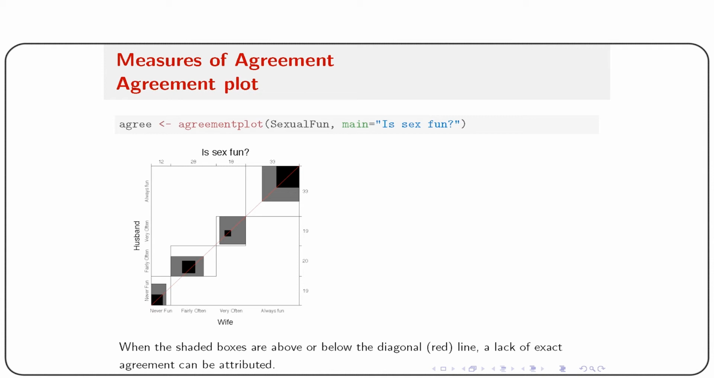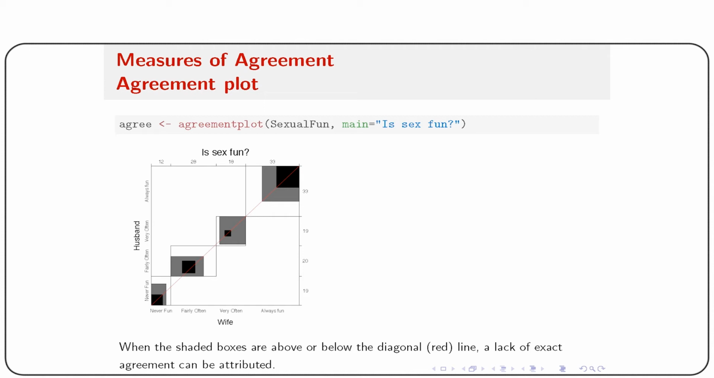And one can also display it by a plot called the agreement plot. Within agreementplot, you pass the sexual fun data and main equals to sex fun. Then you will see the display here. The x axis is the wife and the y axis is the husband, and the four different choices are never fun, fairly often, very often, and always fun for the husband.